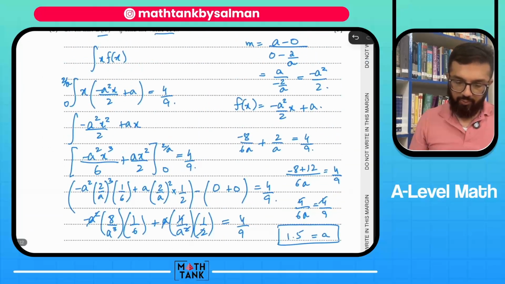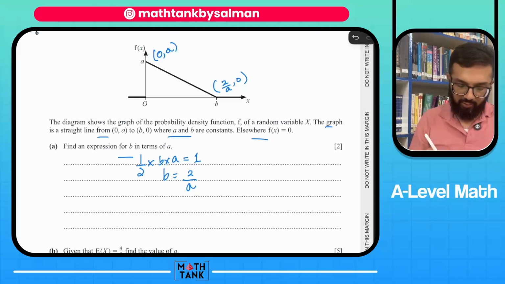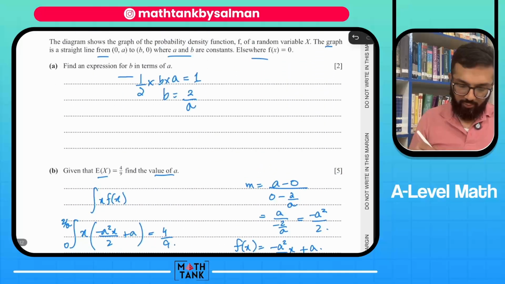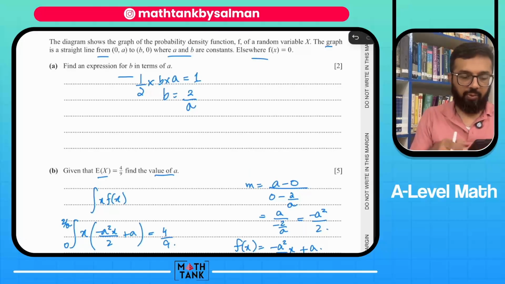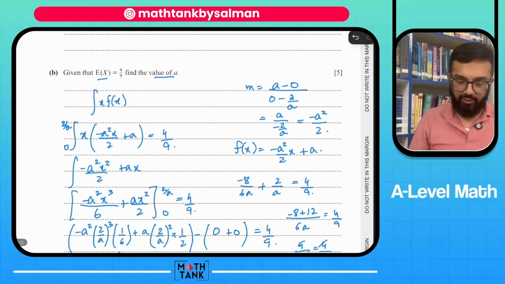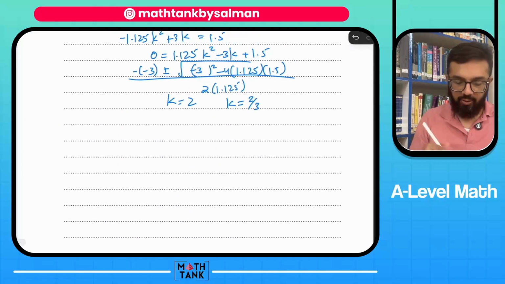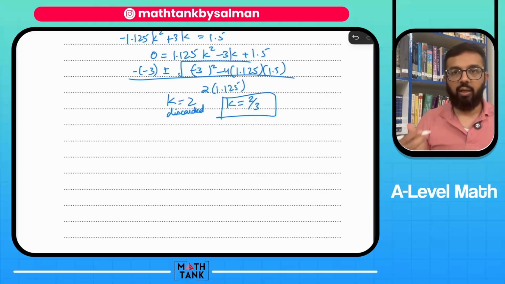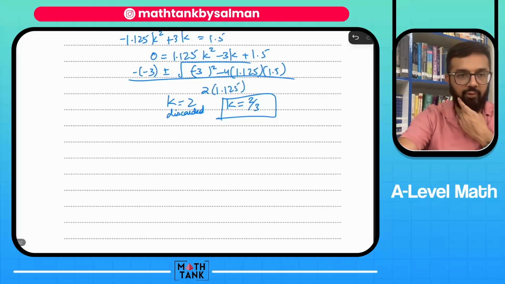So it's either 2 or 2 over 3. I will have to check whether it can be 2. So I'll have to check what the limit for b is. 2 divided by 1.5. So b is 1.33. So k can't be bigger than b. So k has to be 2... sorry, k has to be 2 over 3. This has to be discarded because this is greater than the value for b that I have.